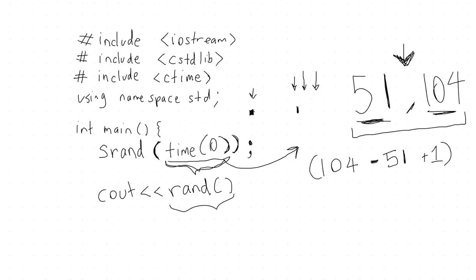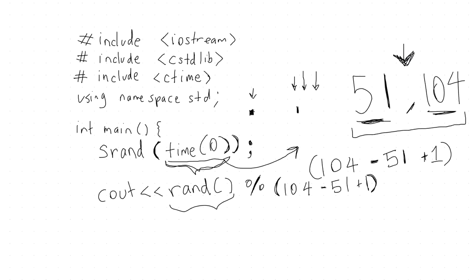When you subtract 51 from 104, it's like you're counting how many gaps you're jumping over to get to 104. But you want to count the numbers themselves, so you add on 1. Once you have how many numbers are in your range, you want to use the mod operator to only generate this many numbers.